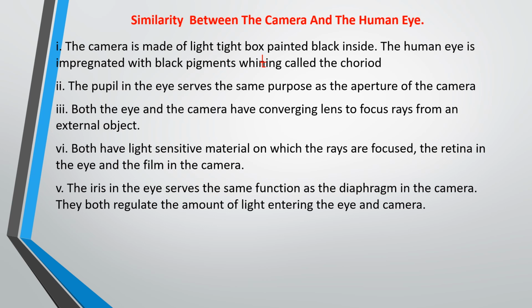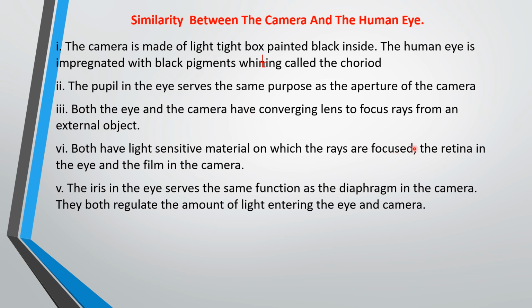Then you have the pupil. The pupil in the eye serves the same purpose as the aperture of the camera. It is the pupil that allows light to enter the eye. Then it is the aperture of the camera that allows light to enter the camera too. Then number 3, both the eye and the camera have converging lenses to focus rays from an external object. Number 4, both the camera and the eye have light sensitive material on which the rays are focused.